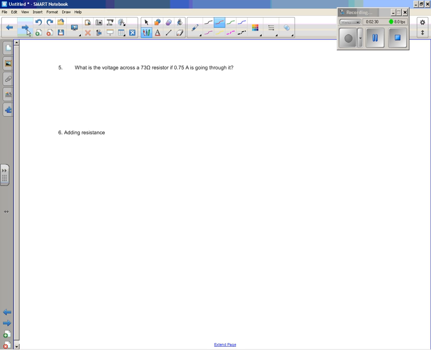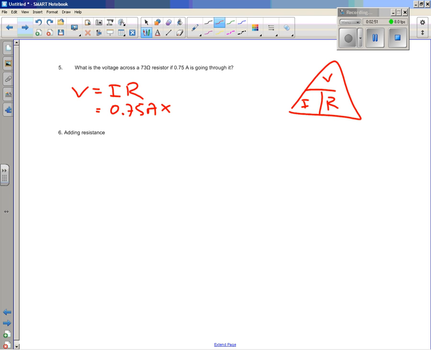What's the voltage across a 73 ohm resistor if 0.75 amps are going through it? That's V equals I times R. Same formula, Ohm's law. If you want the triangle, here it is, V, I, and R. So I times R. In this case, that's 0.75 amps times 73 ohms. And that's going to give me a potential difference, or voltage, of about 55 volts.